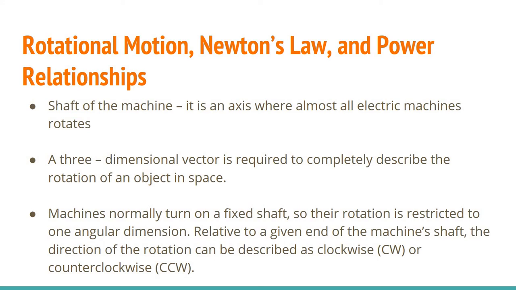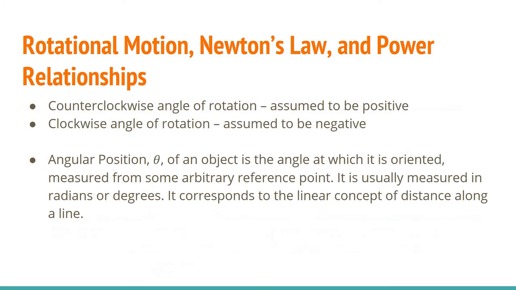And there are only two directions of rotation: clockwise or counterclockwise. Counterclockwise angle of rotation is always assumed to be positive. Always remember that counterclockwise is assumed to be positive. Clockwise angle of rotation is assumed to be negative.